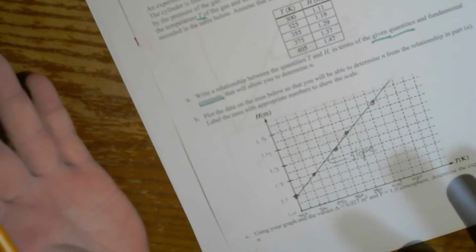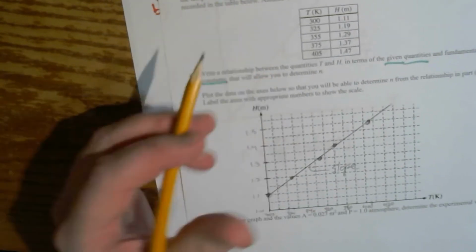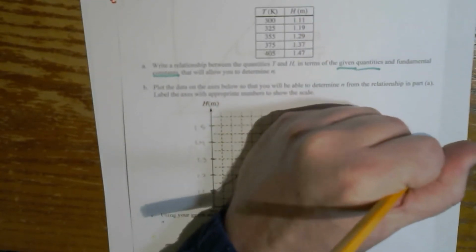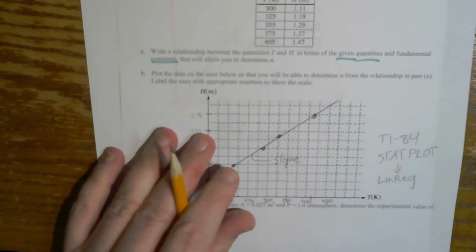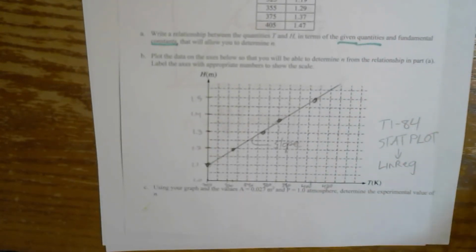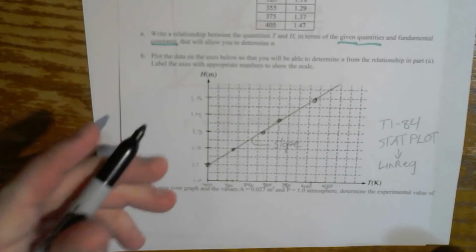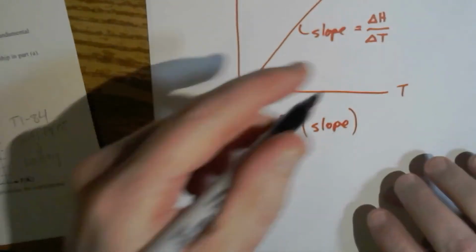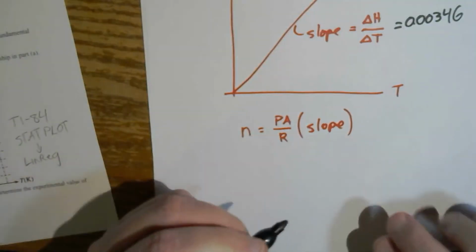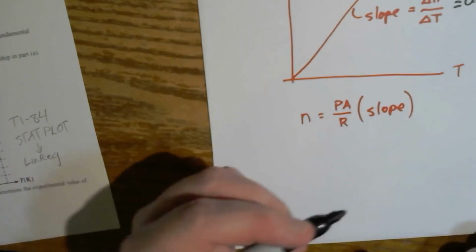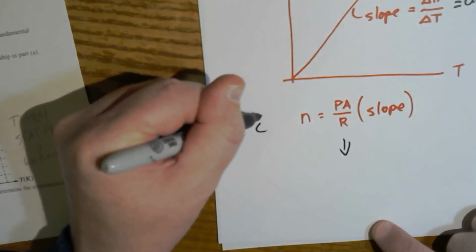Now, doing it by hand is fine, but I found that by using a TI-84 calculator, if you have that available, it's really easy to use the stat plot function. And if you do the linear regression, linreg, you can get the slope pretty easy. I think when I did that, I got a slope of 0.00346.